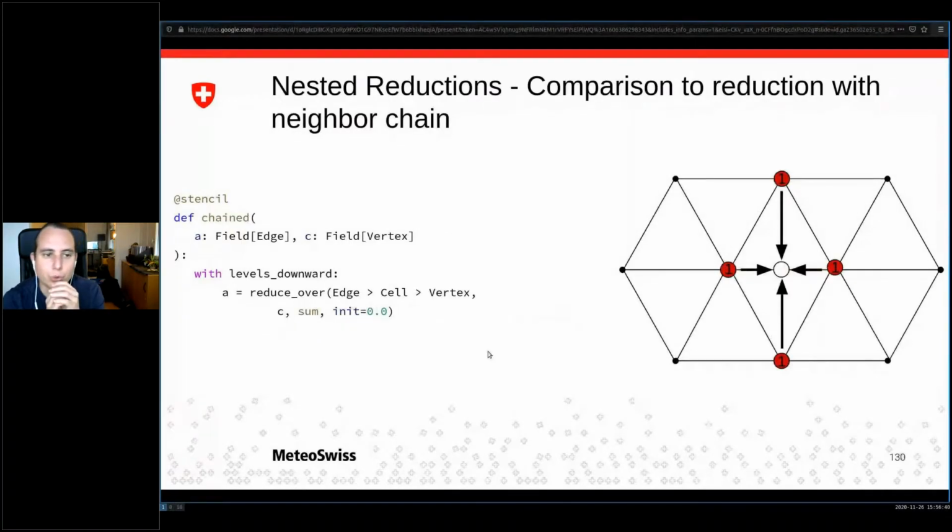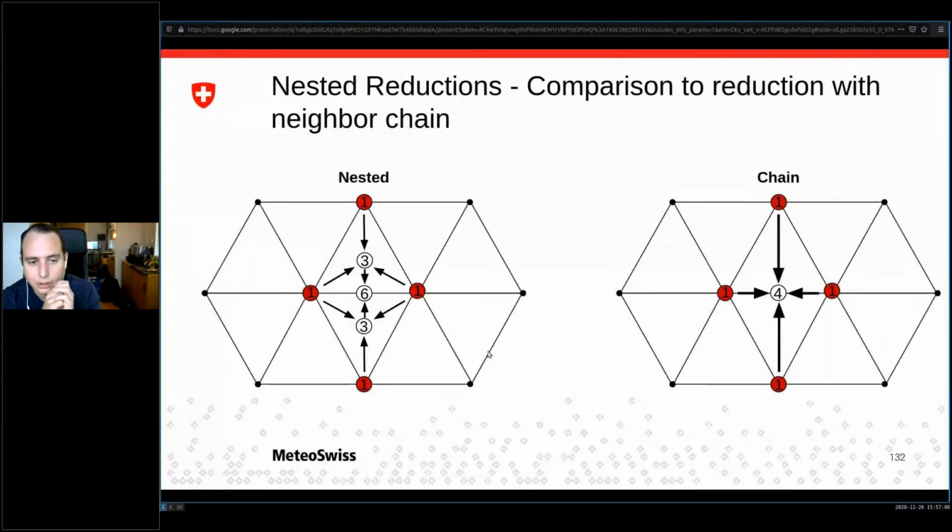What happens if we do the chained reduction instead of the nested reduction? Well, we realize that there are no intermediary results in this case, right? We go to the vertices directly in a sense, and we reduce and get a 4. So here we have this side by side. Again, with the chain and with the nested version.